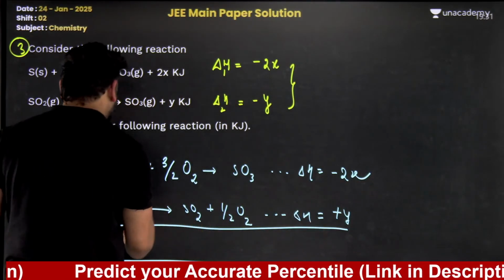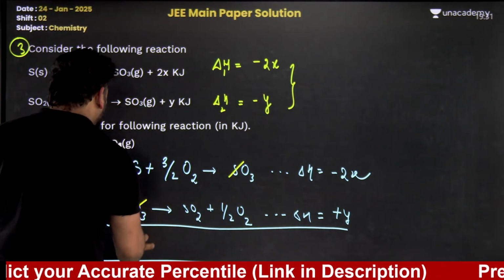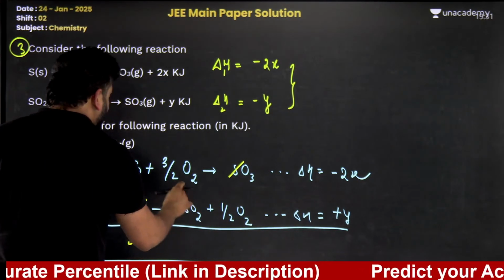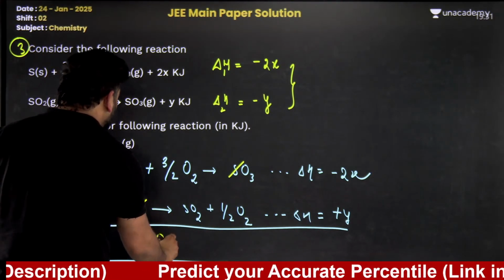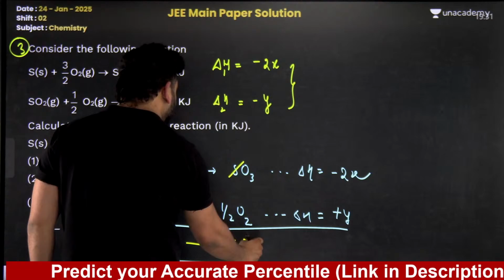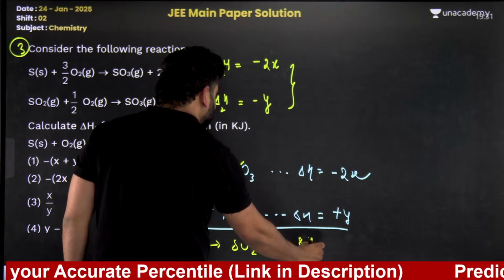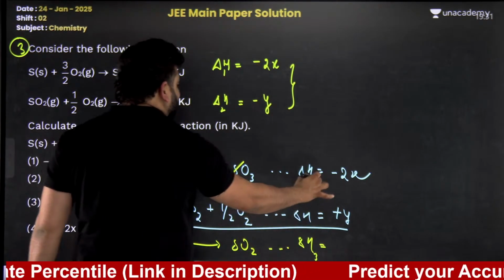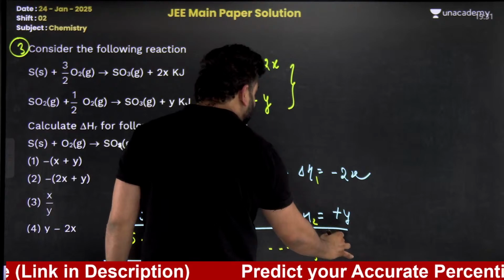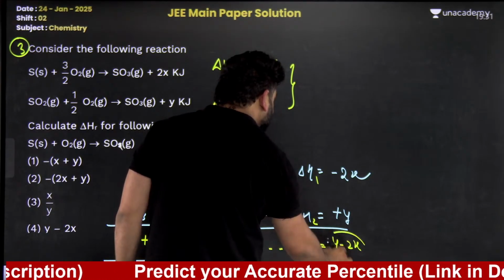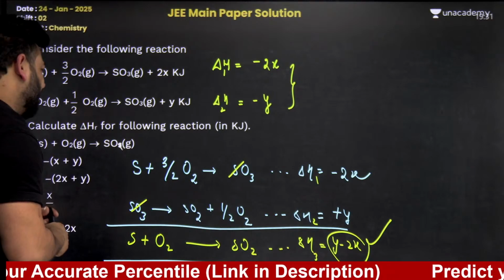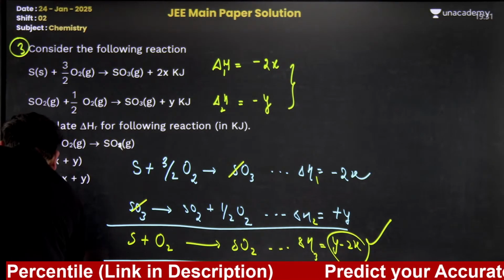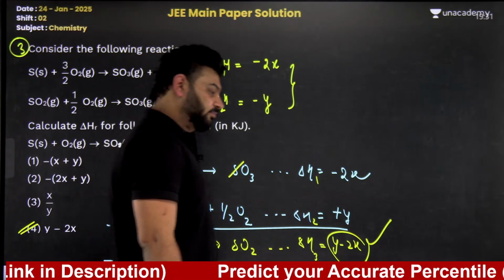So you can get your final equation. SO3 will be cancelled out and it will give you S plus, see the 3/2 is here. If you remove half from 3/2, 1.5, it will become 1 only. So S plus O2 gives you SO2. This is your equation, and delta H3 will be delta H1 plus delta H2. So just add them up. Y minus 2x is your correct answer. That's it. I personally find this one of the very easy questions, and Y minus 2x is option number 4 here.